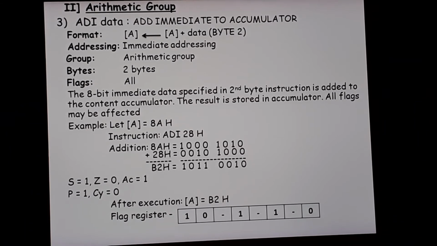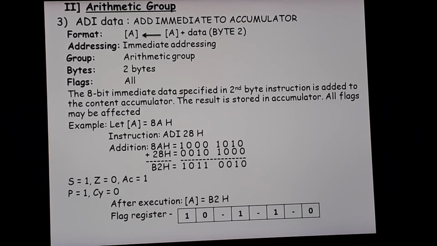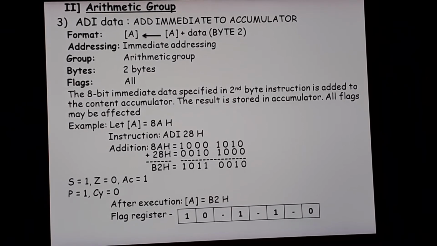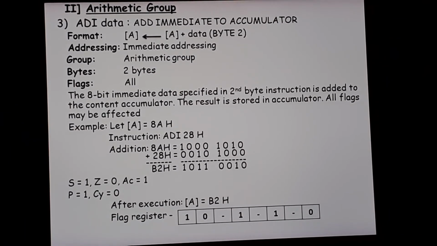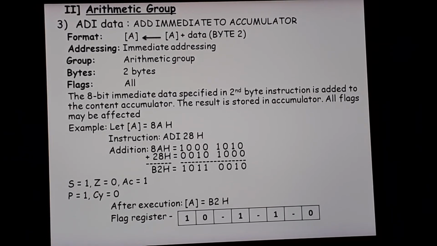Group is arithmetic group. Bytes is 2 byte. Why is it 2 byte? Because there is an operand, that is data, mentioned in this particular instruction. Previously there was no data at all. So bytes is 2 byte. Flags that will be affected here are all. Now how will you mention the comment here? The comment depends upon the instruction name or full form or the format. You can write on your own.